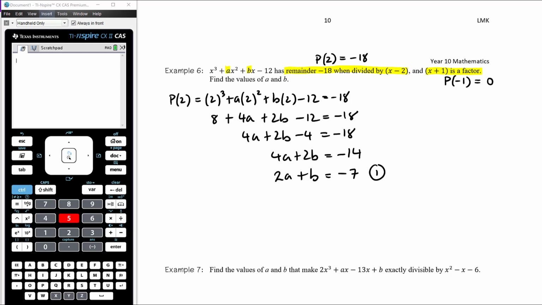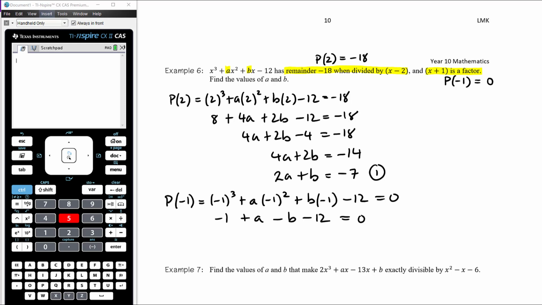Let's create another equation with the other bit of information. So we know that p of negative 1, so that is negative 1 cubed plus a times negative 1 squared plus b times negative 1 minus 12. We know that has to equal 0. So negative 1 cubed is negative 1. Negative 1 squared is positive 1, so that's just plus a. B times negative 1 means minus b, and minus 12 equals 0. Okay, so we've got a minus b minus 13 equals 0. So that is a minus b equals 13. There's equation 2.